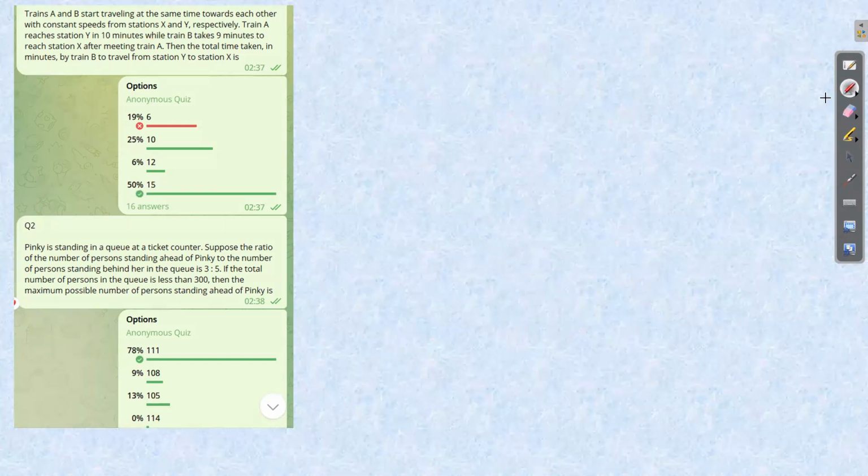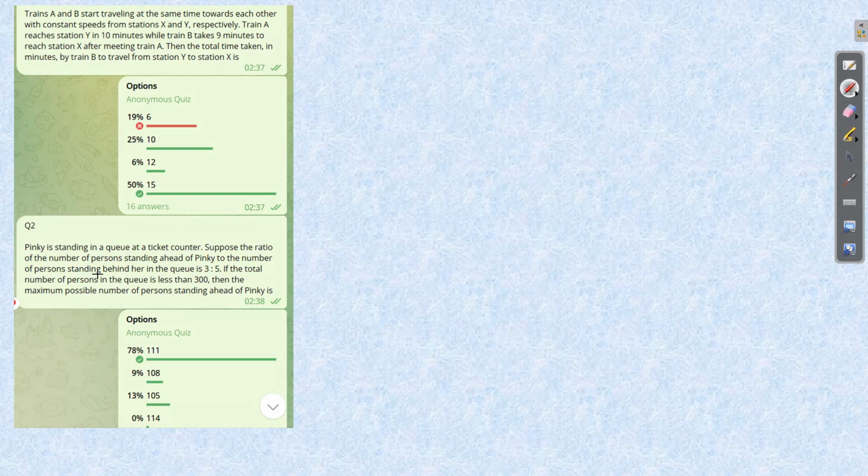Question number 2. Pinky is standing in a queue at a ticket counter. Suppose the ratio of the number of persons standing ahead of Pinky to those behind is given. Pinky is facing this side. Now the number of persons ahead is 3 parts and behind is 5 parts. So we'll suppose 3x people ahead and 5x people behind. The total number of people in the queue is less than 300.